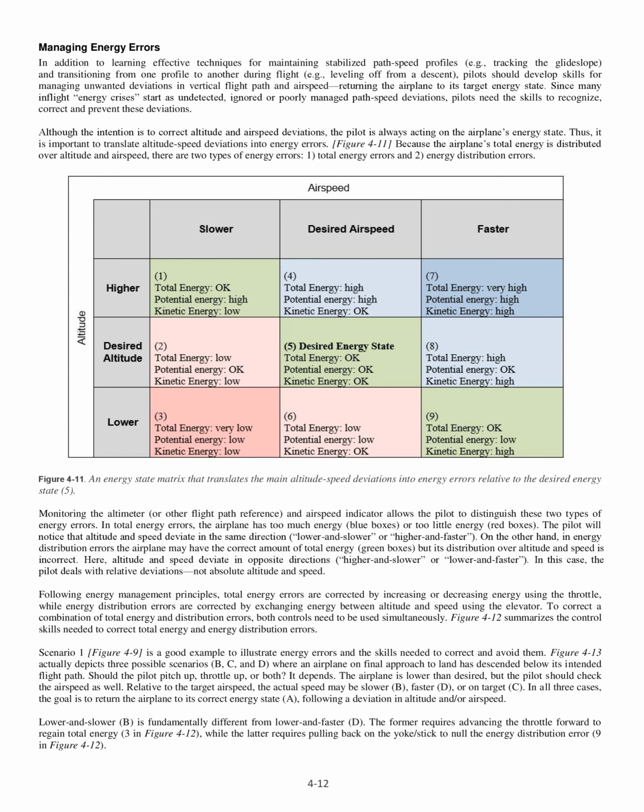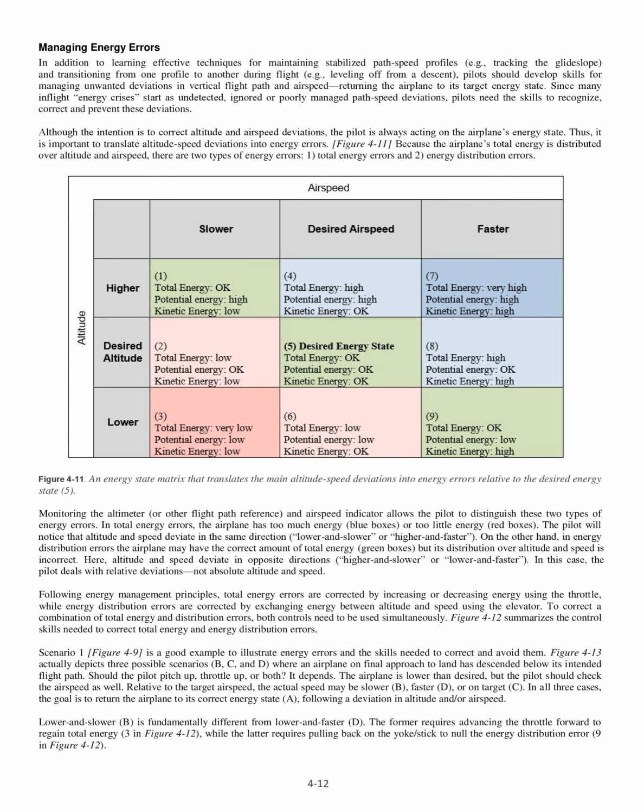Managing energy errors. In addition to learning effective techniques for maintaining stabilized path speed profiles, for example, tracking the glide slope, and transitioning from one profile to another during flight, for example, leveling off from a descent, pilots should develop skills for managing unwanted deviations in vertical flight path and airspeed, returning the airplane to its target energy state. Since many in-flight energy crises start as undetected, ignored or poorly managed path speed deviations, pilots need the skills to recognize, correct and prevent these deviations. Although the intention is to correct altitude and airspeed deviations, the pilot is always acting on the airplane's energy state. Thus, it is important to translate altitude and speed deviations into energy errors.